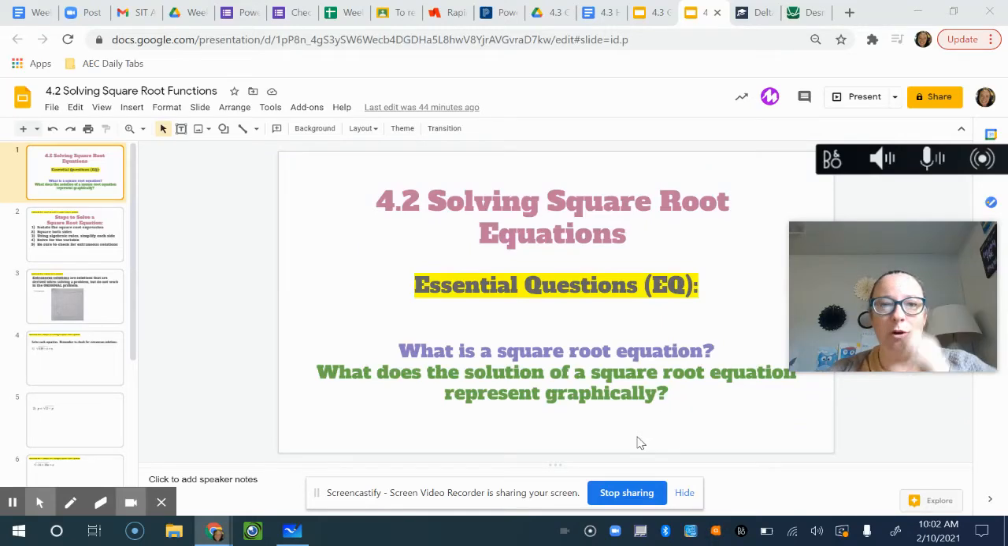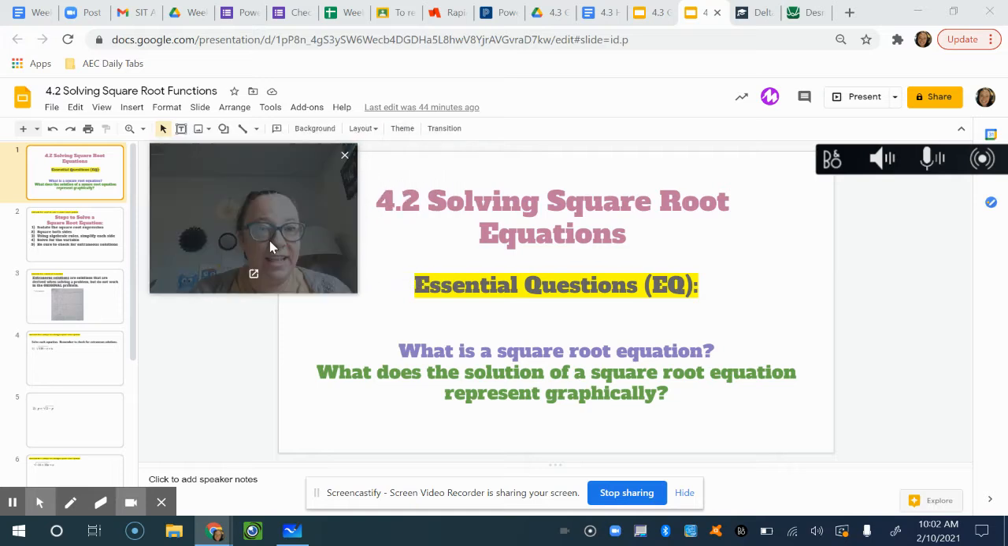Hello, welcome to section 4.2, solving square root equations. Our essential questions are: what is a square root equation? What does the solution of a square root equation represent graphically?